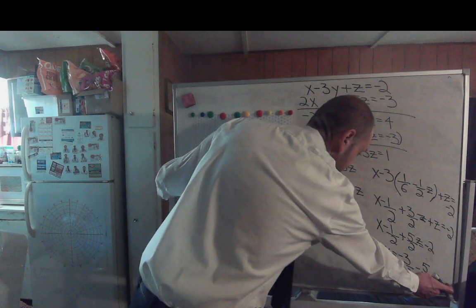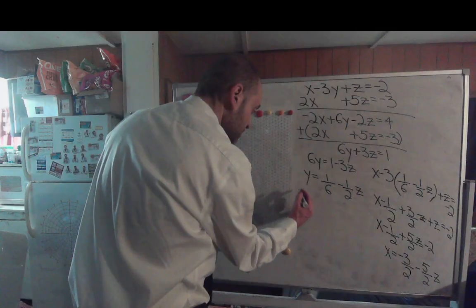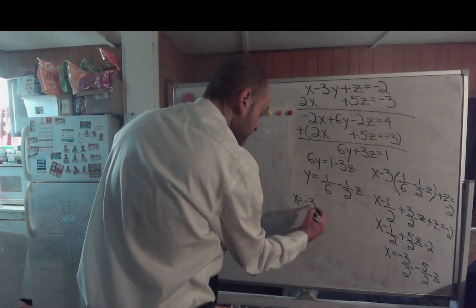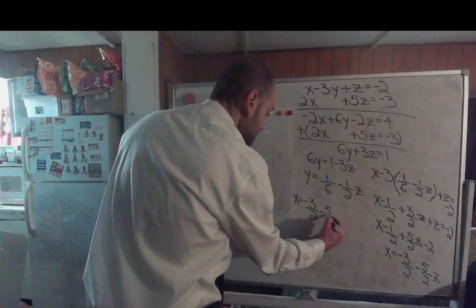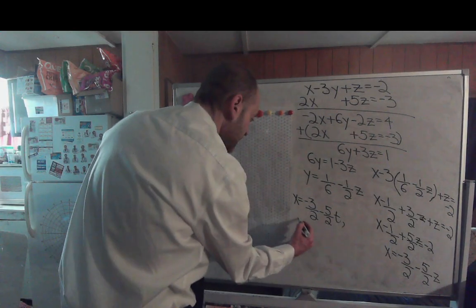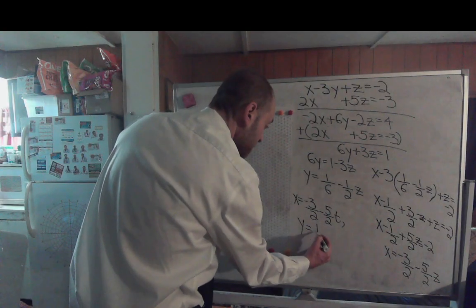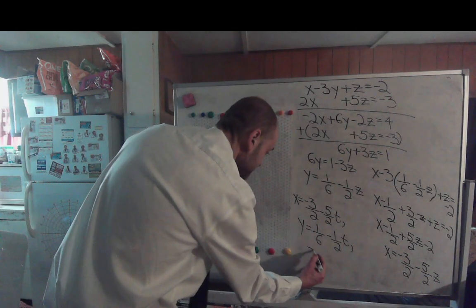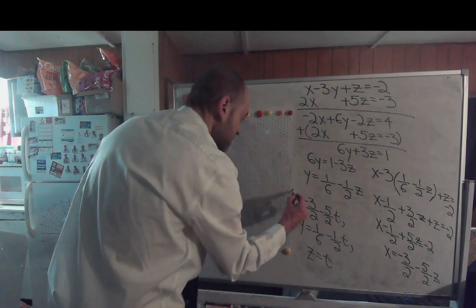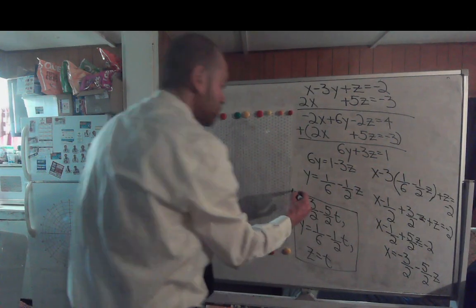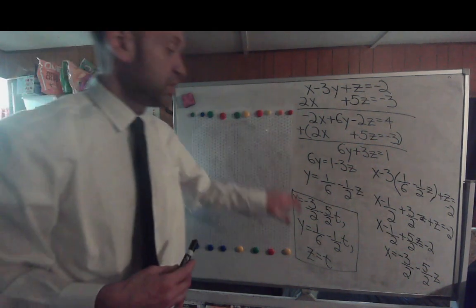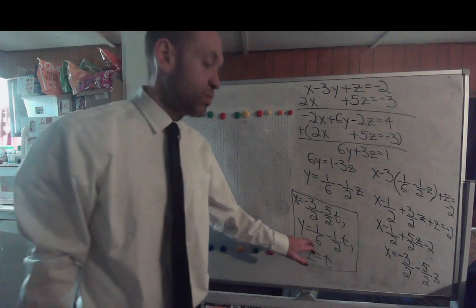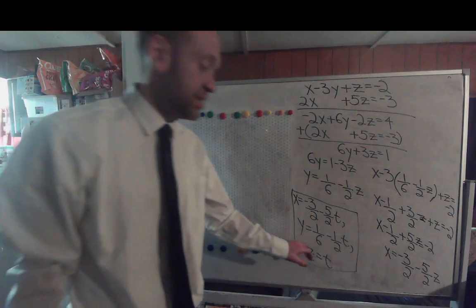So put in that value of t for the z on the x equation, you would get x equals negative 3/2 minus 5/2 t, y equals 1/6 minus 1/2 t, and then z just equals t. So there are your three parametric equations for the line of intersection of these two planes. X equals negative 3/2 minus 5/2 t, y equals 1/6 minus 1/2 t, and then z just equals t.